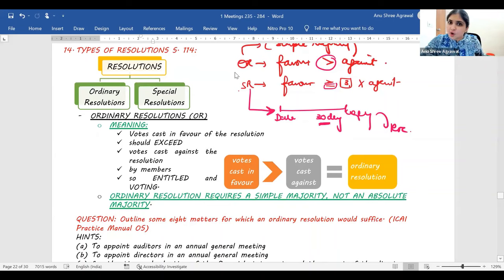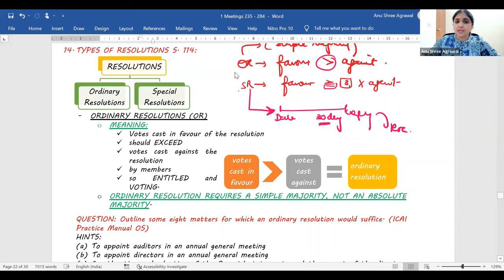Okay, so ordinary resolution: the number of votes in favor more than the number of votes against. What if there is a tie in an ordinary resolution? What if the number of votes in favor is equal to the number of votes against? Then we will give a special vote called the casting vote. To whom? To the chairperson of the meeting. Only if the AOA authorizes.